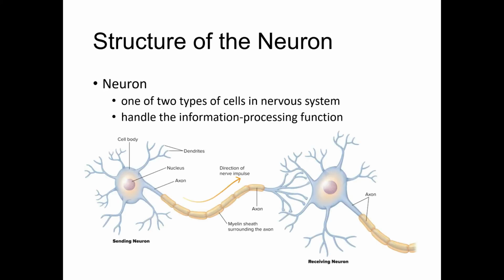So there are two types of cells in a nervous system. A neuron is one of them, and the other cell is called a glial cell, which we'll talk about later. Neurons look like this, and they are made of a pretty simple structure. Neurons handle the information processing function, and so neurons are constantly communicating with each other.